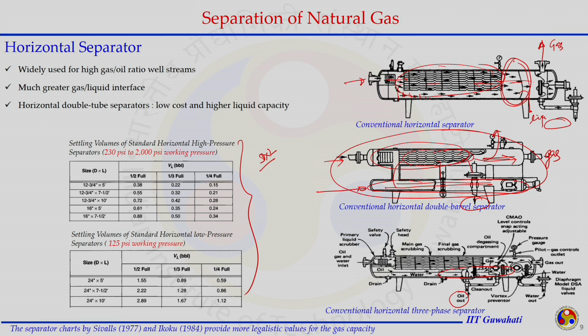For example, if we are just going to deal with two phases, why do we need to go for a three phase separator? If we have three phases, a two phase separator is not going to effectively separate the phases.